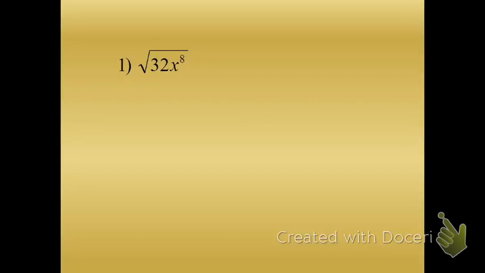So number one here is starting with a very basic example, the square root of 32 x to the 8th. First off, what you want to do is factor tree your 32, as you have been for a long time. So 16 and 2, 16 goes 4 and 4. So you have a pair of 4s that can come out of the radical and a 2 that stays in.